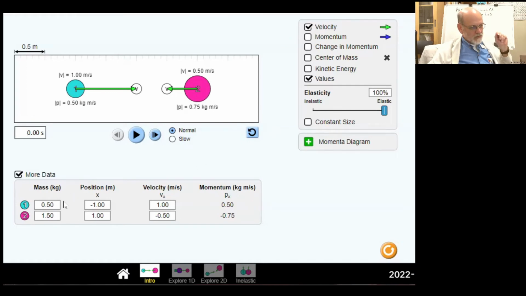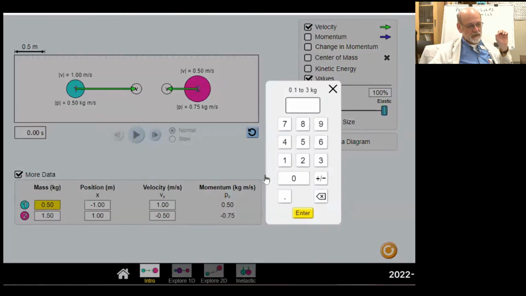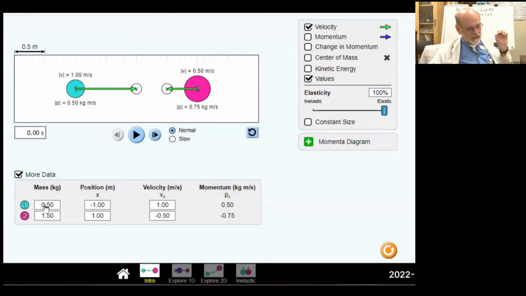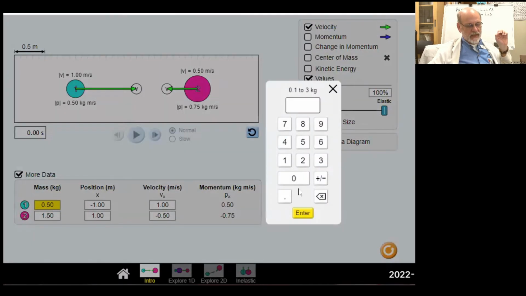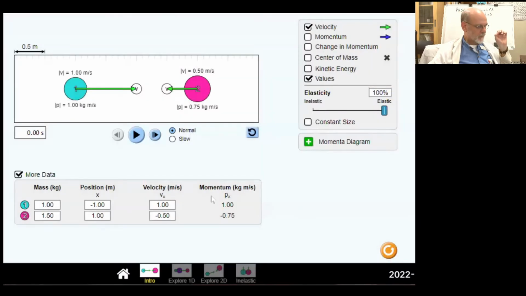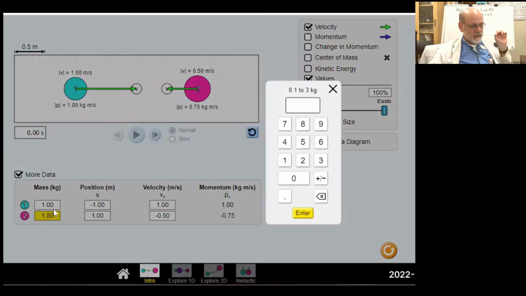Mass 1 is to the left, mass 2 is to the right, and in your table, M1 is mass 1. I just clicked on this box and an input panel came up. You set it for a 1, enter. That's 1 kilogram. Mass 2 is also 1 kilogram, so you do the same thing for that one there.